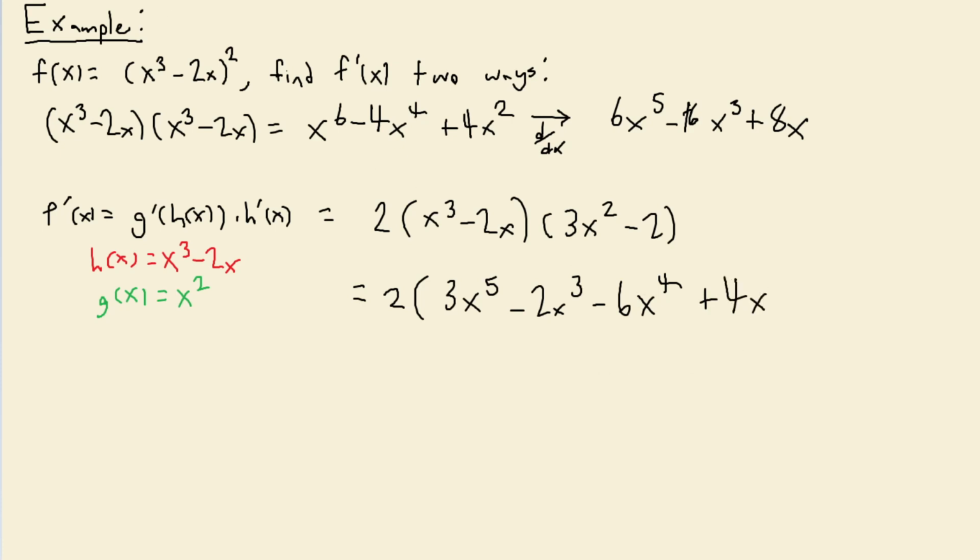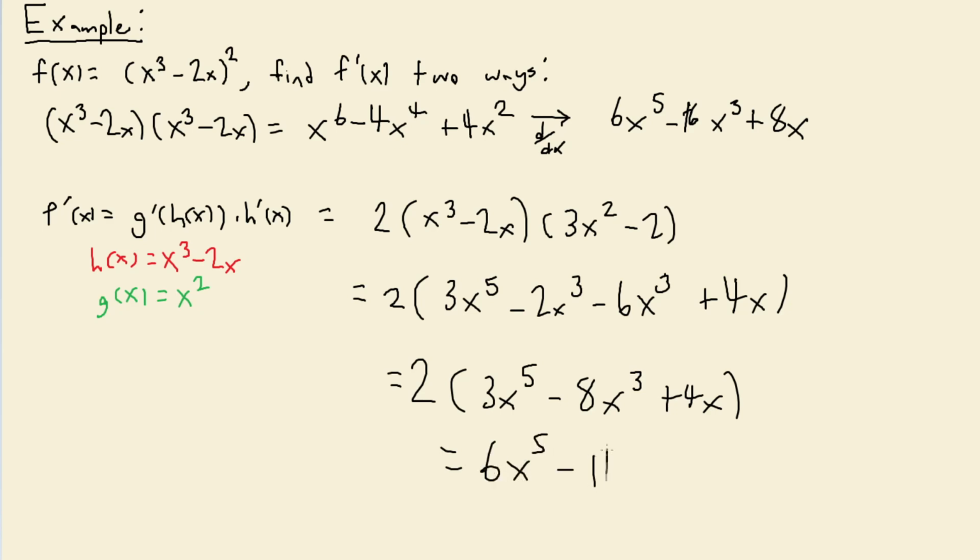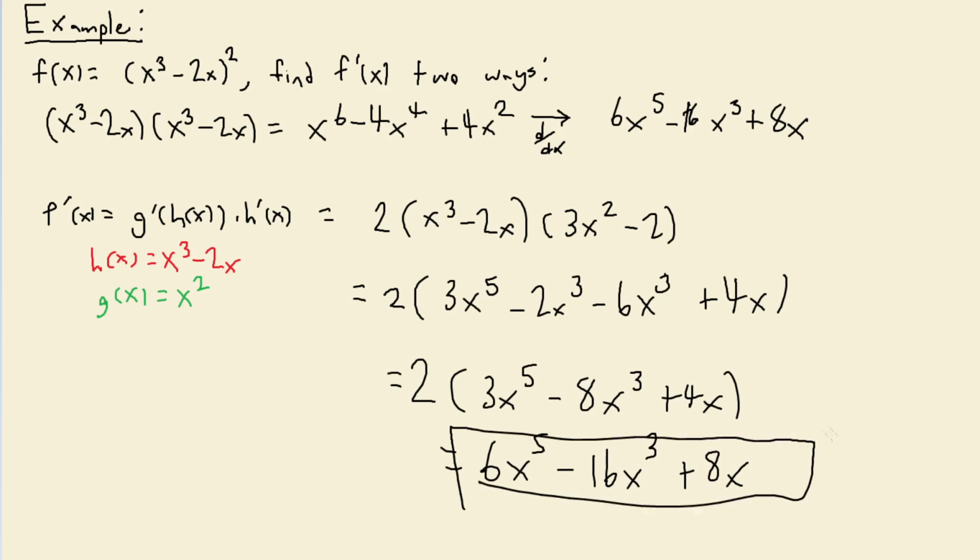Oh, that's a mistake. This is not going to be 6x to the fourth. This is going to be 6x to the third. Yeah. And so then these are going to add together, and we're going to get 2 times 3x to the fifth minus 8x to the third, sorry, plus 4x. And then when you multiply out the constant, we get 6x to the fifth minus 16x cubed plus 8x. And as you can see, these two expressions are equivalent. So our chain rule does indeed work.